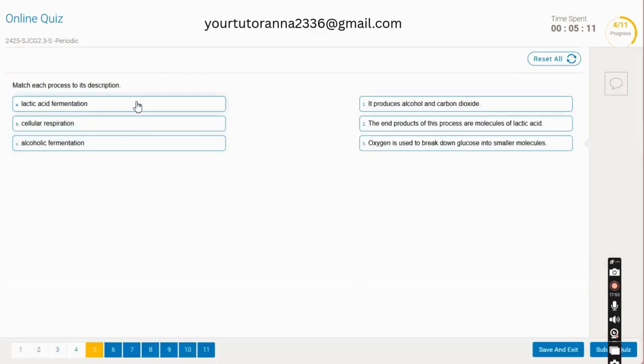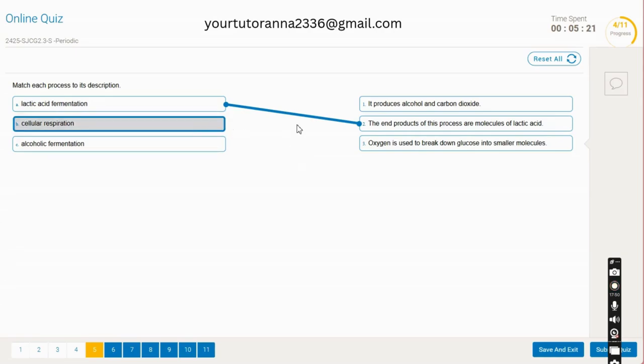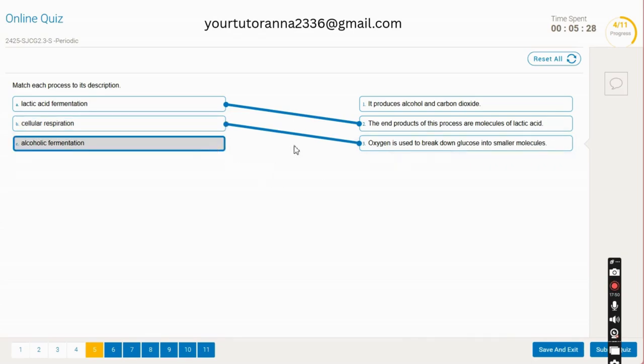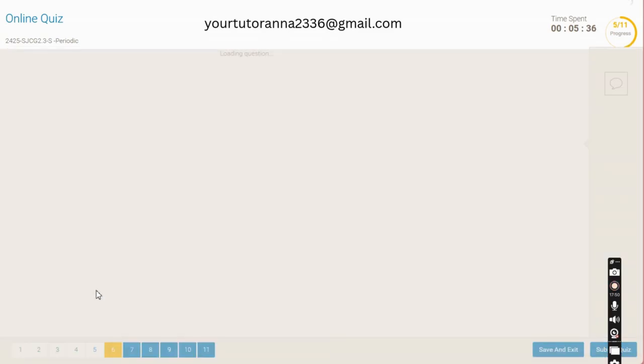Let's go ahead. Match each process to its description. Lactic acid fermentation, what is that? Keep in mind that the end product of the process is lactic acid. Cellular respiration is when oxygen is breaking down glucose into smaller molecules to release energy. Alcoholic fermentation produces alcohol and carbon dioxide. Remember, whenever you think about alcoholic fermentation, think about yeast and baking bread.